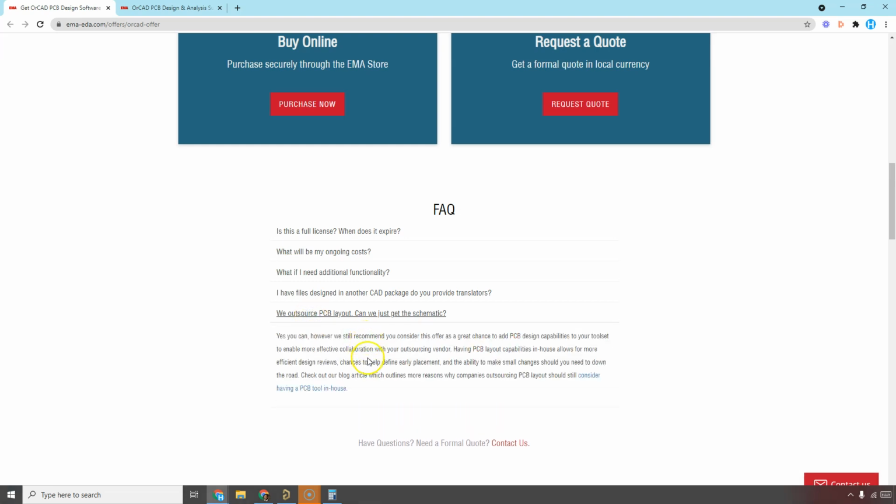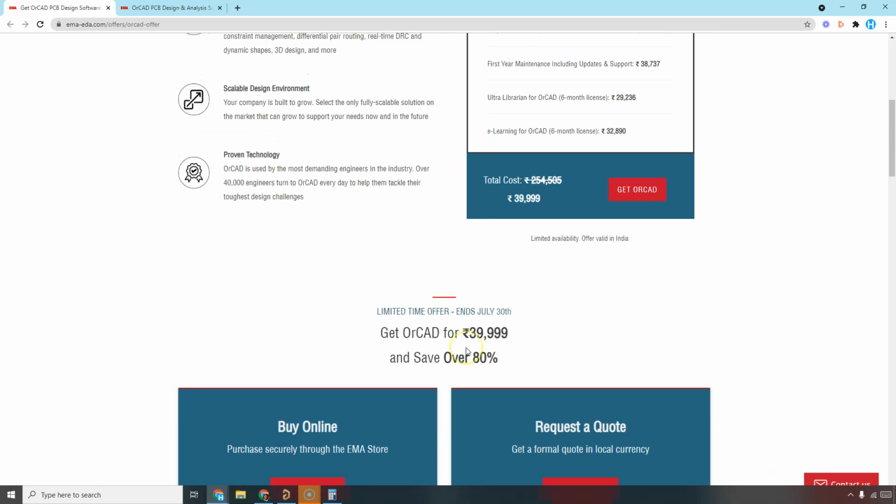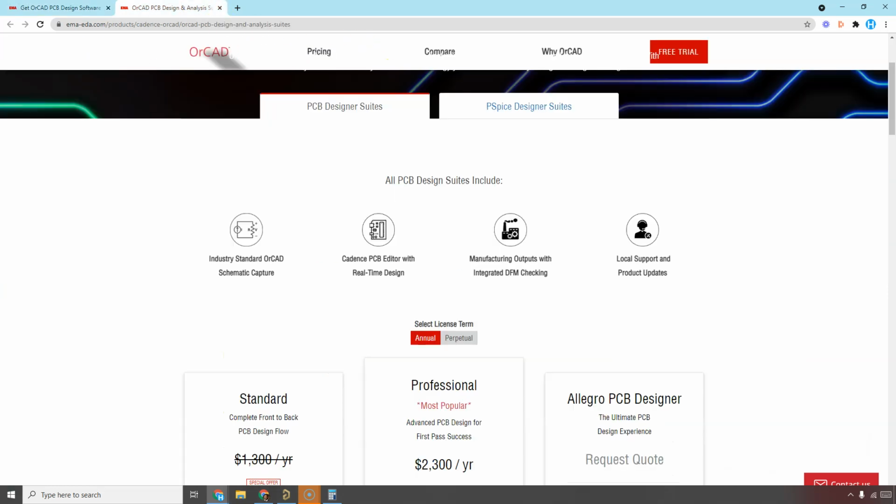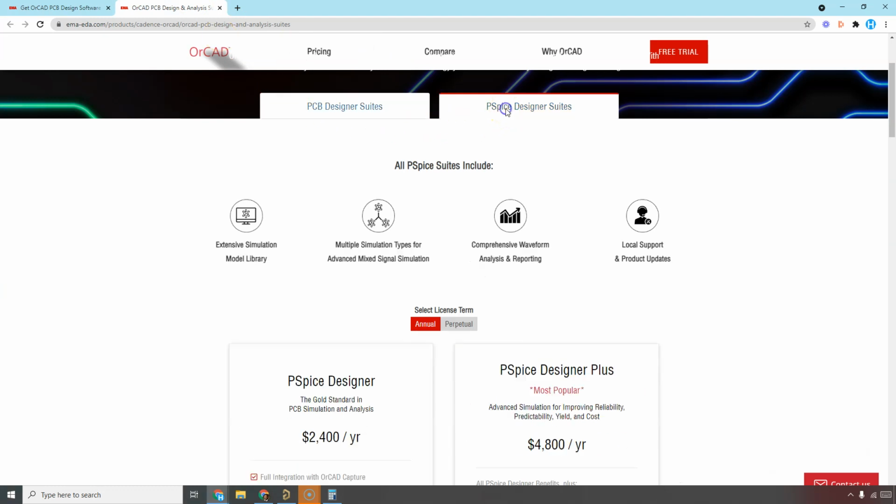People ask if they can just get the schematic. You can get only the schematic, but honestly, just get the whole shebang. By the time you're done with the training, you're just going to be so confident in the software tool. I know, because I've improved my confidence greatly, magnificently in OrCAD after I did the training. There are just so many little things I didn't know, even though I already had a lot of experience with the software.